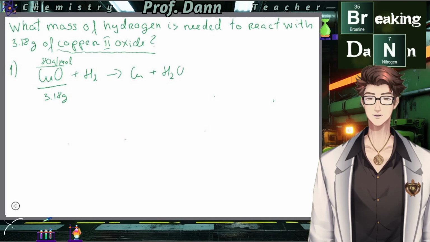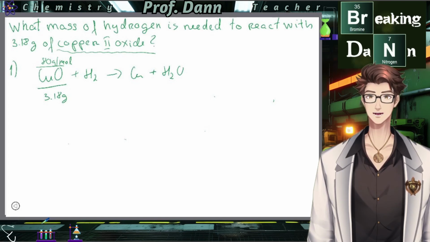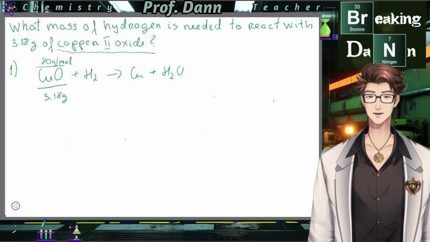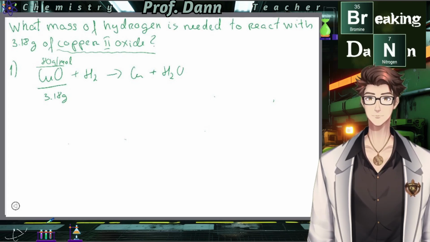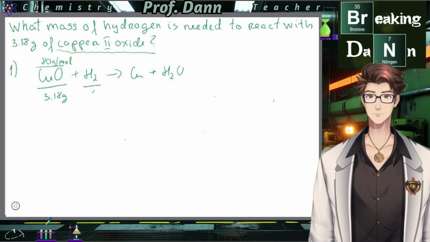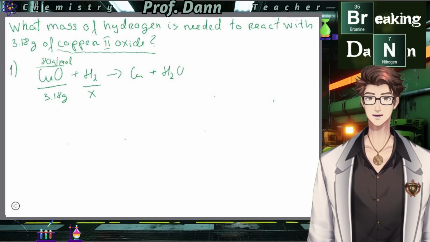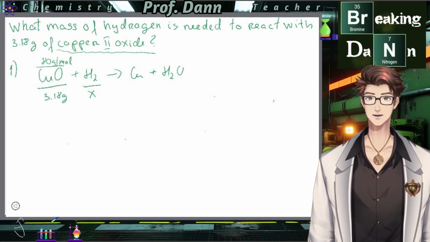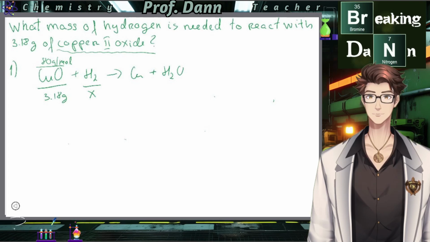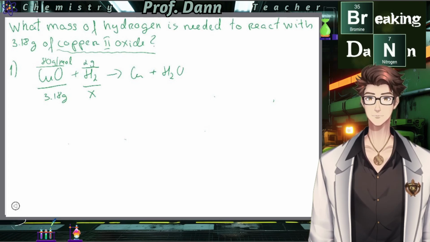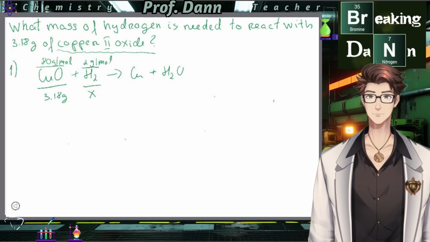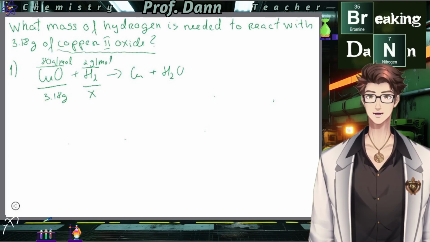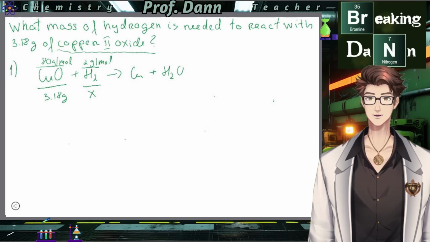Regarding our task, we have to calculate the mass of hydrogen, and in this case, we will write X below the hydrogen, because X means this is something we want to find, and above it the molar mass of hydrogen, of course, which is 2 grams per mole. Once we have done this, we can move to the next step, number 2.